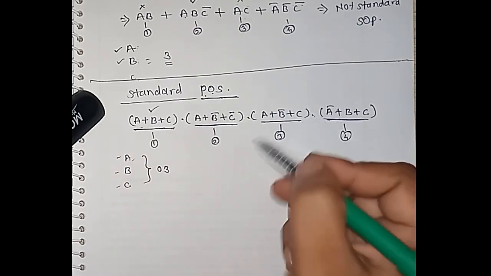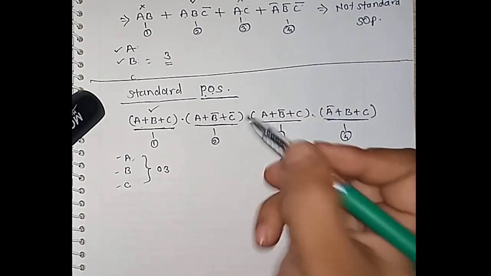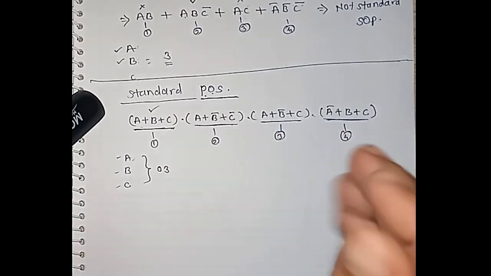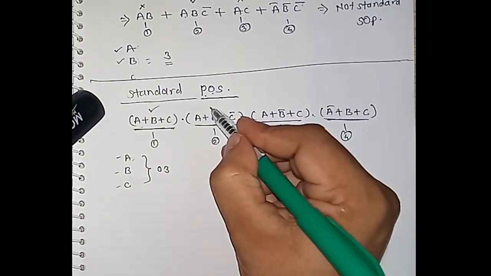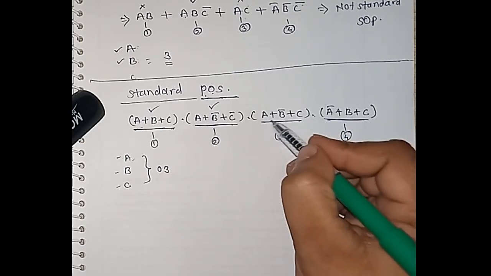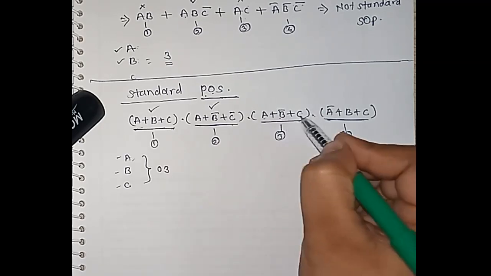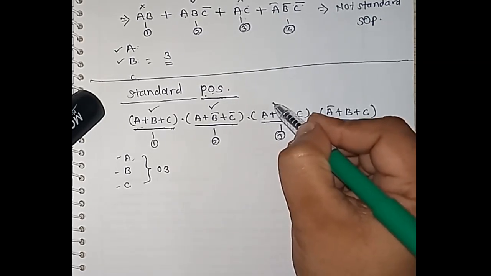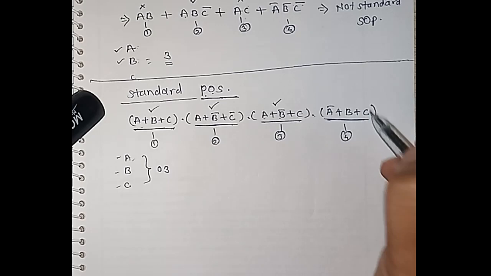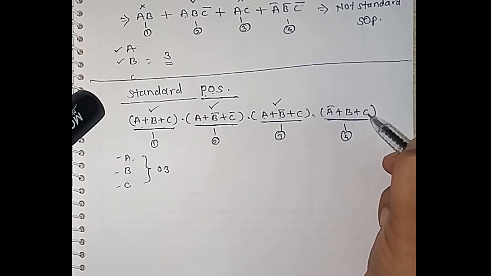So there is no issue whether the literals are in complemented form or uncomplemented form. We need just all the literals. So this is also a valid sum term. For the third sum term, here also all the literals are present, A, B bar and C, so it is also a valid sum term. Then next is A bar plus B plus C.